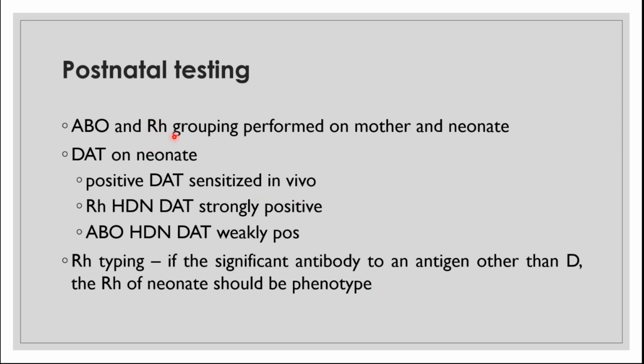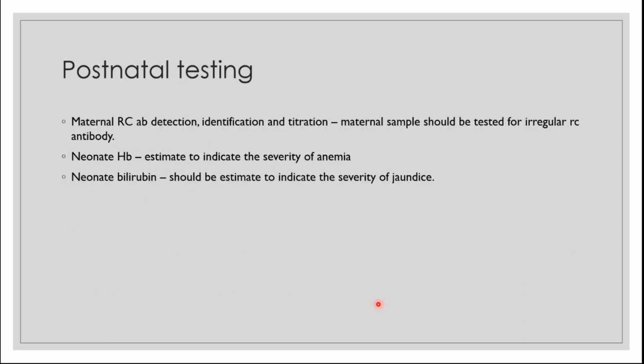ABO and rhesus group are performed on mother and neonate. Direct antiglobulin testing is performed on the neonate. For DAT sensitized in vivo, rhesus has a strongly positive DAT, and ABO has a weak positive DAT. Rhesus typing: if the significant antibody is to an antigen other than rhesus, the neonate should be phenotyped. Maternal red cell antibody reaction, identification and titration are done. Paternal sample should be tested for irregular red cell antibody.